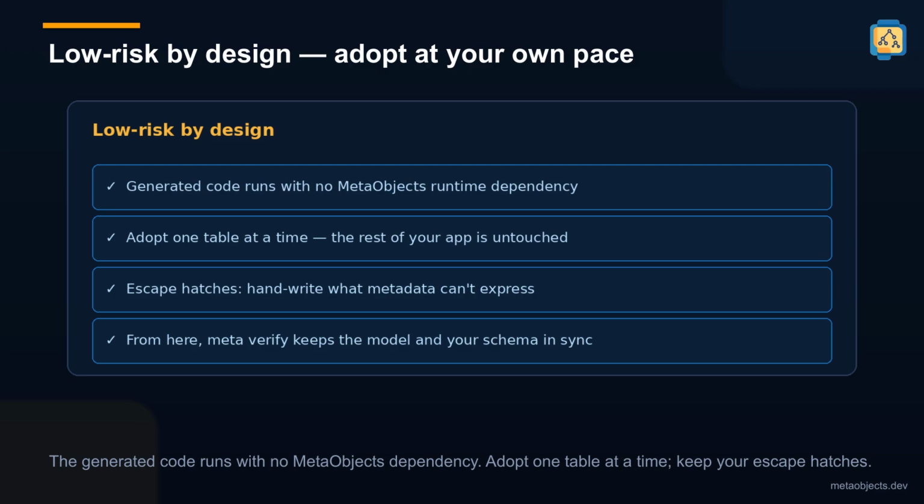This is low risk by design. The generated code runs with no meta objects dependency, so adopting it commits you to nothing. You take one table at a time. The rest of your app is untouched, and you keep your escape hatches for anything metadata can't express.